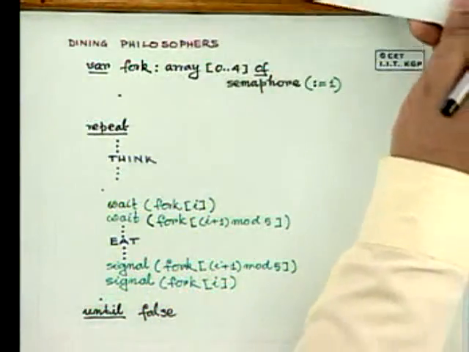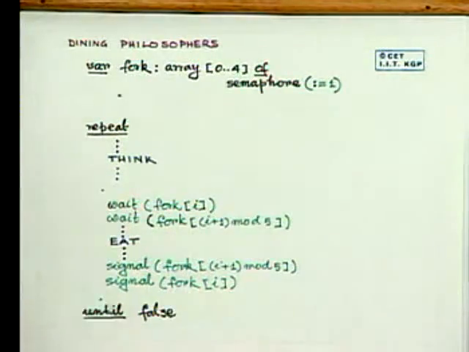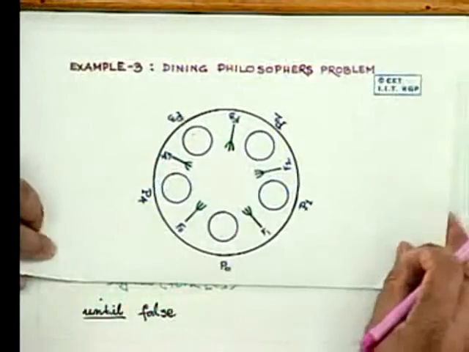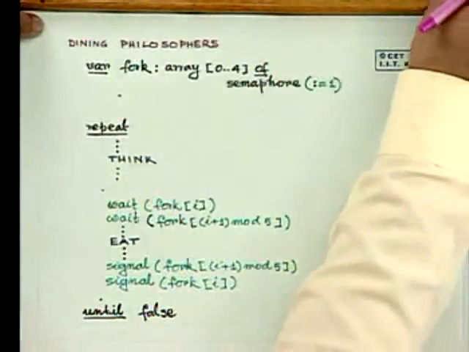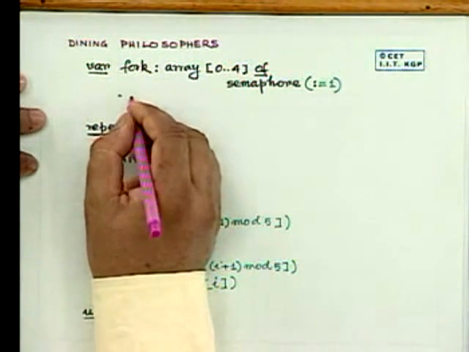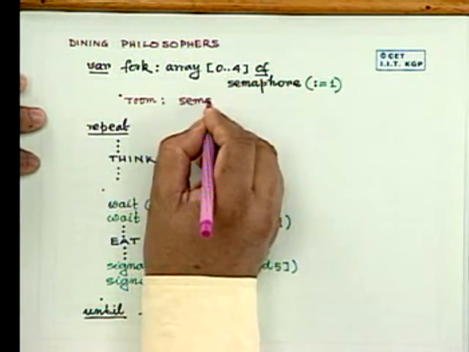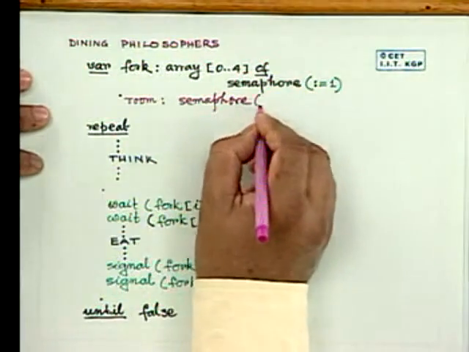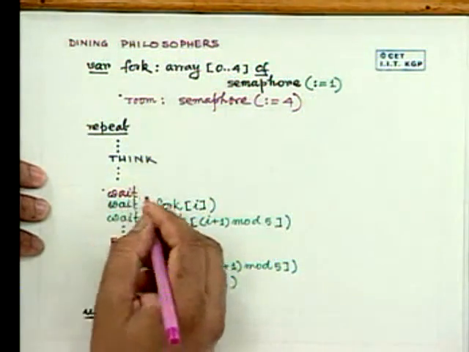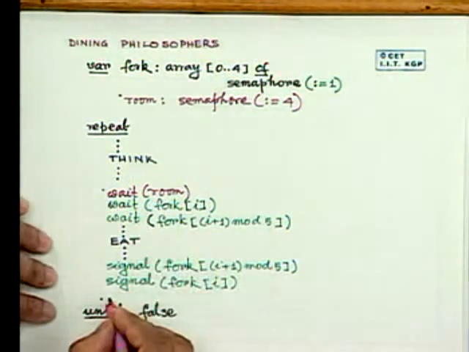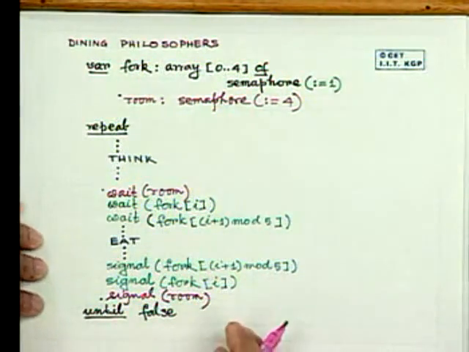Now, this is one of the solutions we can attempt. That means we allow at most 4 philosophers to be at the table. For that, we put this table into a room, and at any instant of time allow only 4 philosophers to enter. This can be achieved by declaring room to be a semaphore once more, with an initial value of 4. We put a wait on room here and a signal on room here.